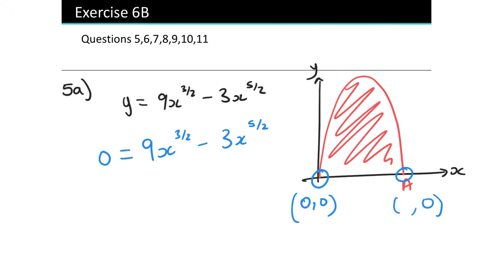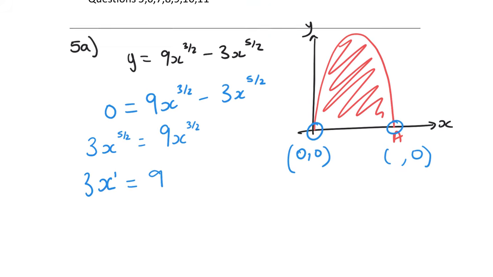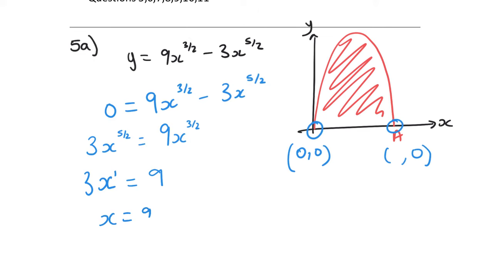We have 3 over 2, 5 over 2. Guys, we can literally move it over. x to the 5 over 2 equals 9x to the 3 over 2. If I divide both sides by x to the 3 over 2, I get 3x to the power of 5 over 2 minus 3 over 2, which is 2 over 2, which is 1, which equals 9. So x equals 9 divided by 3, so x equals 3. It's really simple, really.